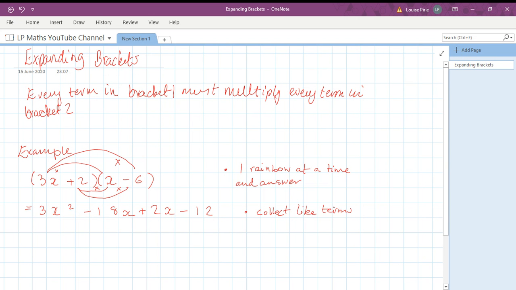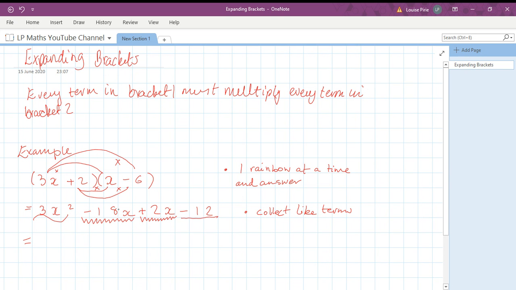When I do collecting like terms, I like to do different styles of underlines to show things that I can collect together. So I've got 3x squared, I'll give that a big wave. Now this is minus 18x. I'm going to include the minus 18 in my underlining to show where I'm starting in this problem. That is a plus 2x. I'm also including that plus 2, and because it's an x, they both get the same style of underlining. And the minus 12 is just on its own.